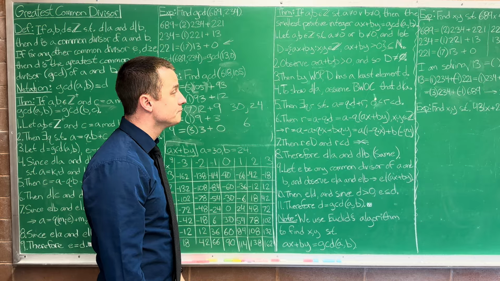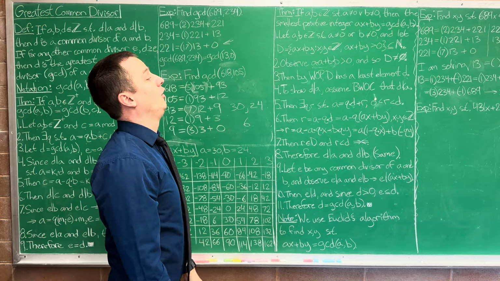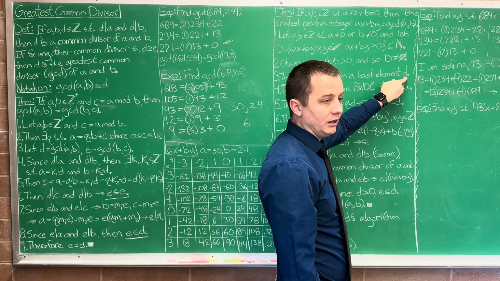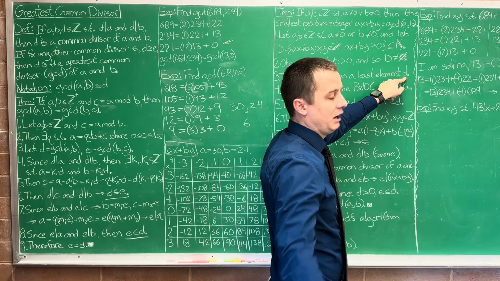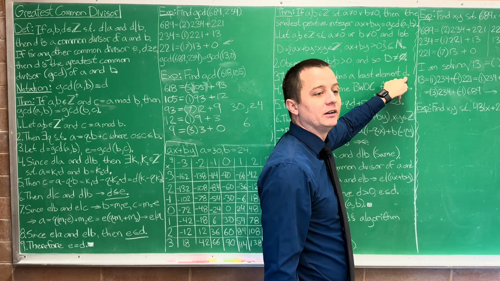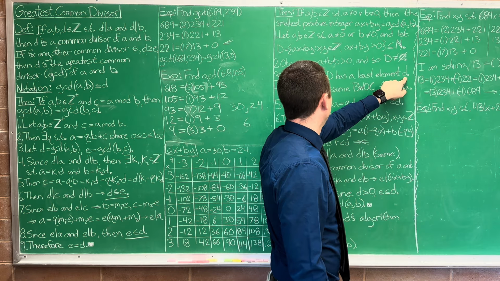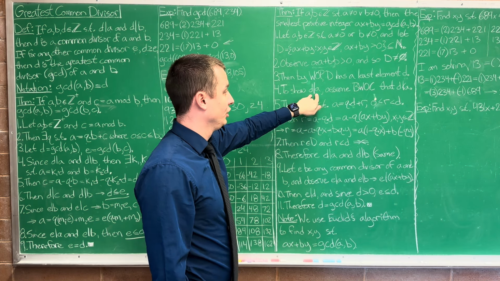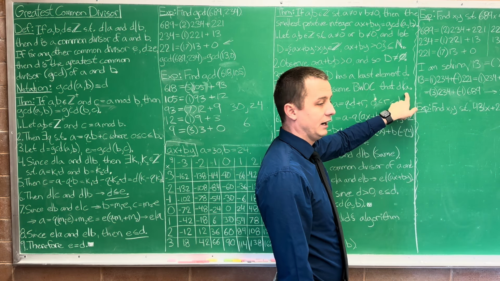Okay, so first, I'm going to show that whatever that d is, does in fact divide A. And then I'll show that it does in fact divide B, so it is at least a common divisor. That's our next step here. So, to show that d divides A, assume by way of contradiction that d does not divide A.